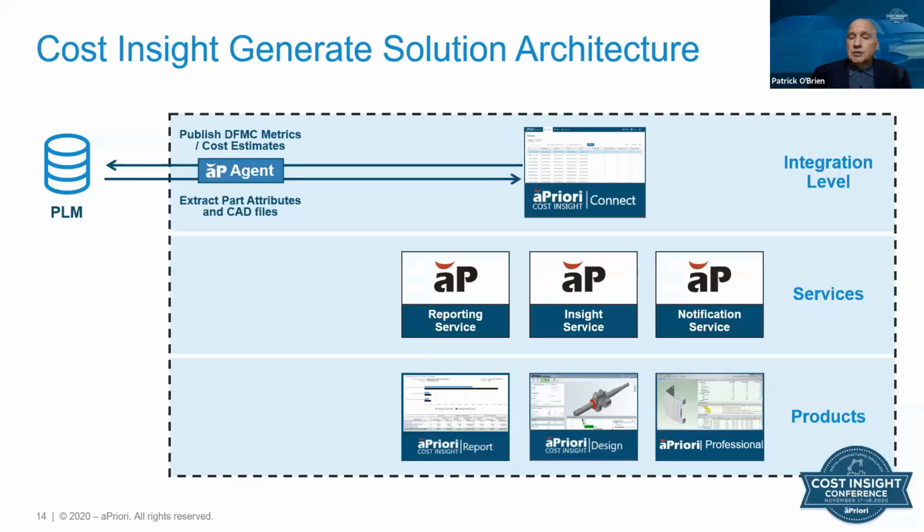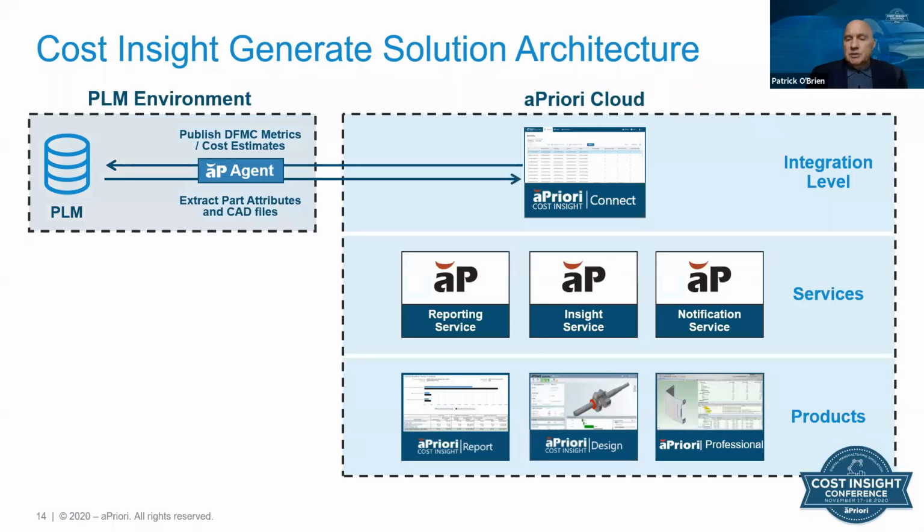CI Connect then uses these underlying services, and all of this is in the cloud here. The reporting service, the insight service that's generating all of the results, and the notification service for emails. And then it's also working in collaboration with other products. So CI Design, CI Report, aPro are there as well. And you can use those tools then, as CI Connect is generating the costings, to go in and view results. So CI Report, you can use DC reports, et cetera, and things like that. CI Design, you can click directly in and work on parts. And aPriori can also look at the same parts that are getting costed through this automated platform.